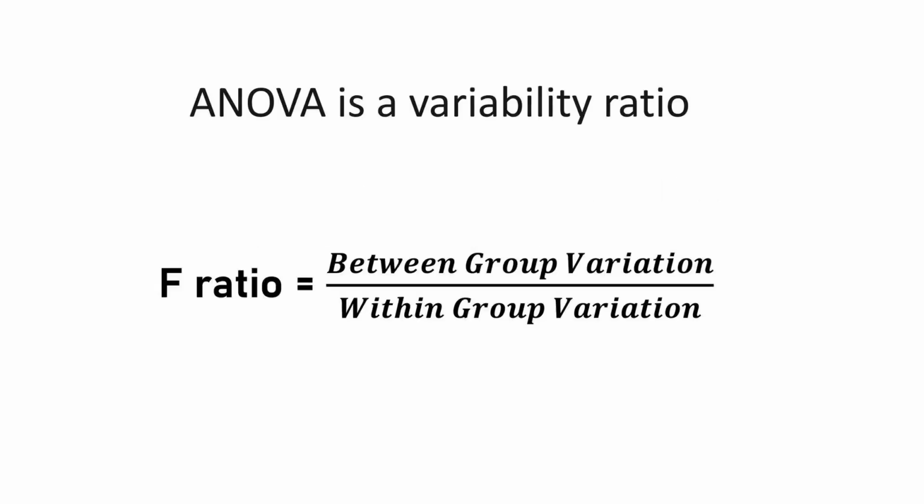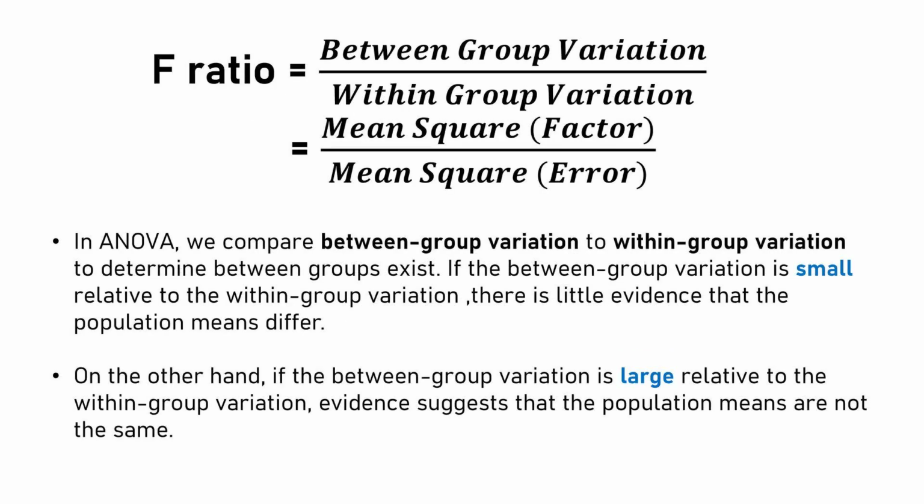ANOVA tables summarize the variance analysis, offering a snapshot of the data's statistical significance. The F ratio in ANOVA compares between group to within group variance, indicating the presence of significant differences. A significant F ratio suggests notable variance between groups, pointing to potential differences in mean values.